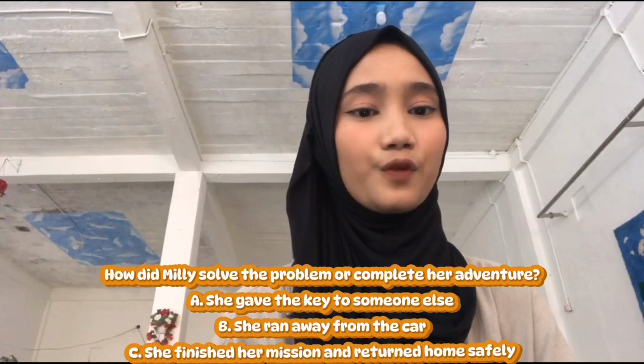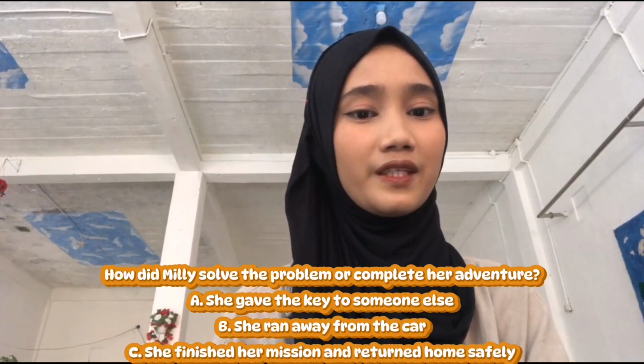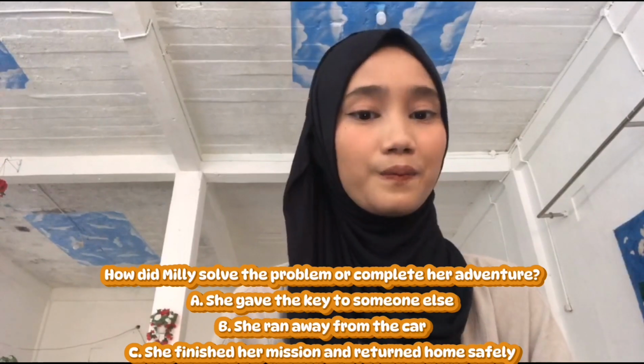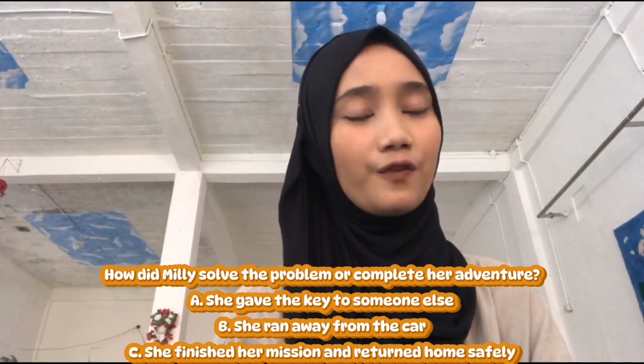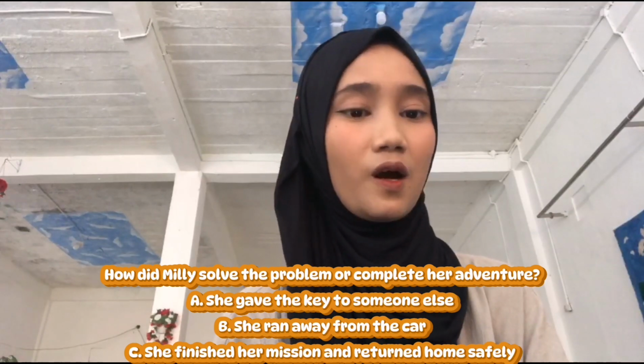Question number 4. How did Millie solve the problem or complete her adventure? A. She gave the key to someone else. B. She ran away from the car. And C. She finished her mission and returned home safely. I will give you 3 seconds to answer it. The correct answer is C.